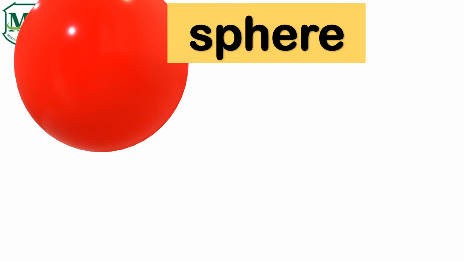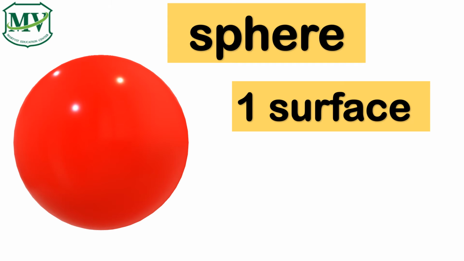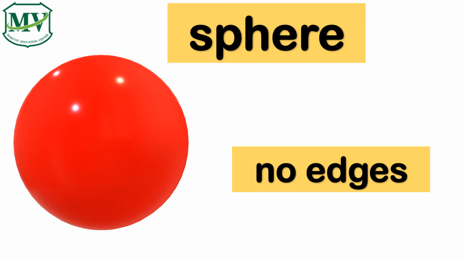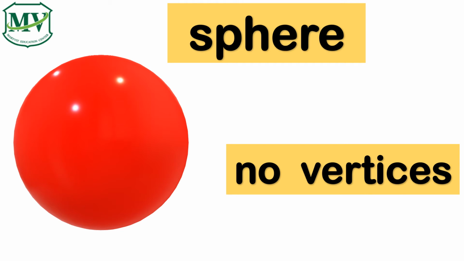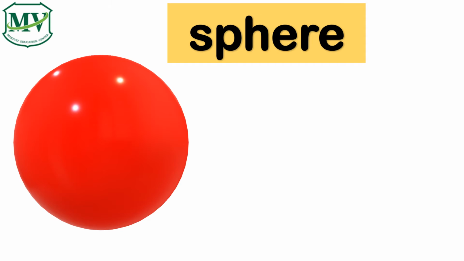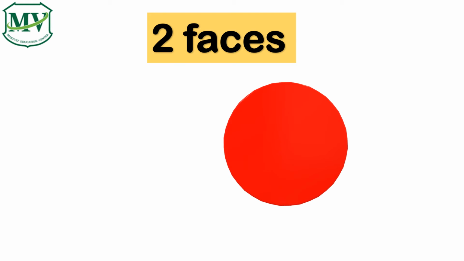A sphere is a three-dimensional solid figure which is perfectly round in shape and every point. It has one surface or curved face. It has no edges, no corners or vertices. Can you name some objects that are spheres? Good job!